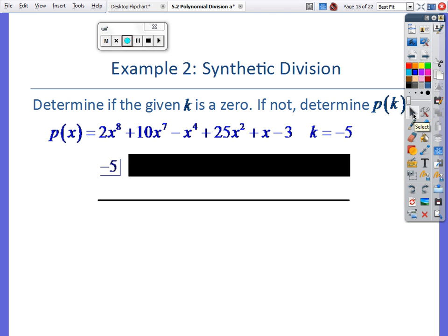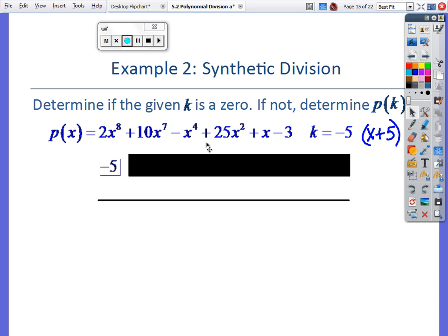And so if you do the setup, negative 5 is our k. They just flat out give it to you. Now where does that come from? It comes from x plus 5. That's not given to you, but that's actually where it came from. It's counterintuitive. That's where our k is. So we know we're dividing by x plus 5. Now, this is what we're dividing into. This is our dividend, 2x to the 8th.